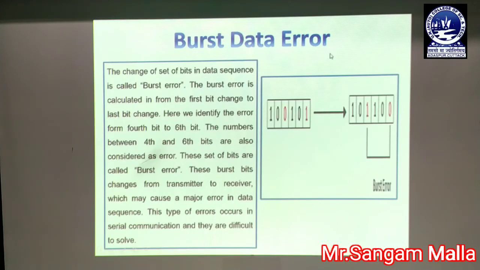But in case of burst data error, not only the first bit error and the last bit error are considered, but the bits between the first bit error and the last bit error are also considered as error. So here we have 4 errors. That means from the third location to the 6th location are considered as error, because at the third location you can see that 0 has been changed to 1 and at the last location, 1 has been changed to 0. So from the third location to the 6th location, we have all the error, and this is called burst data error. So this is all about multiple bit data error and burst error.